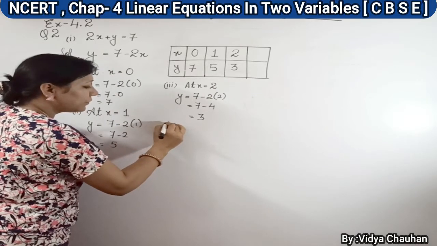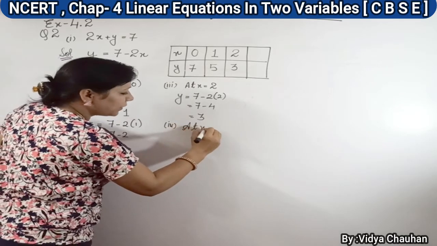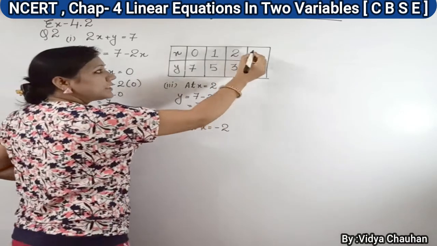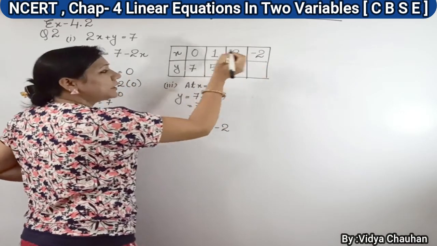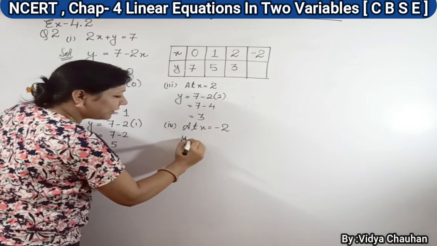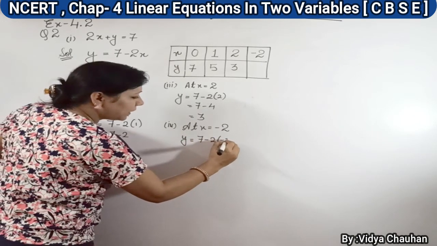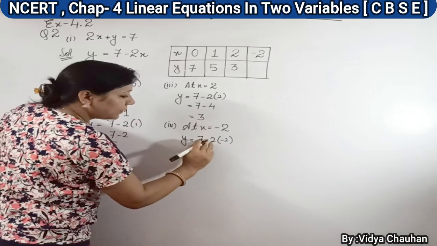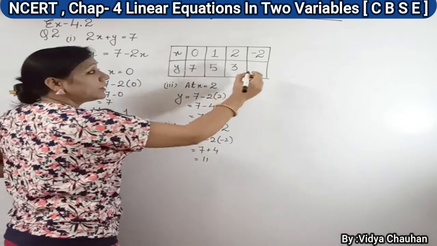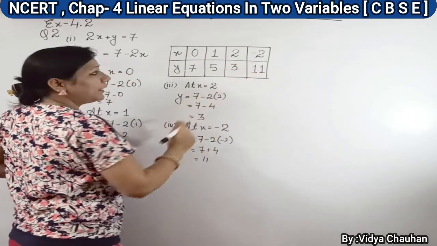Last solution to this equation, at x equals, suppose this time I choose minus 2. As I told you, you can take any positive or negative value. So now I have chosen minus 2. So what will be the value of y? So y equals 7 minus 2 multiplied by minus 2. So it is 7, minus and minus becomes plus, so 7 plus 4, 11. So when x equals minus 2, value of y is 11.